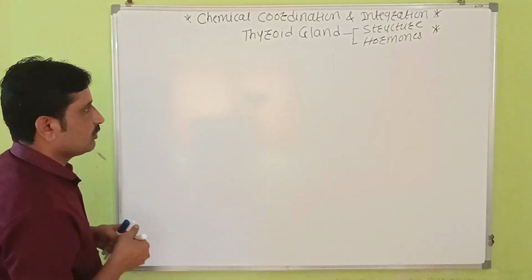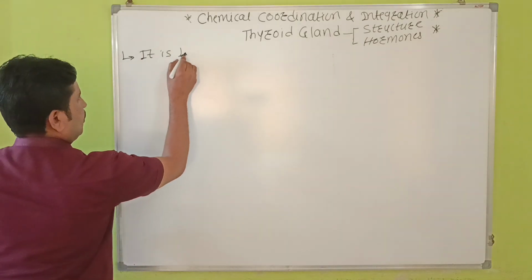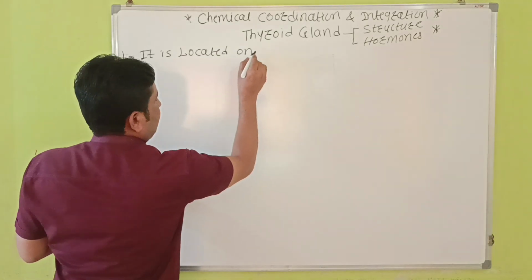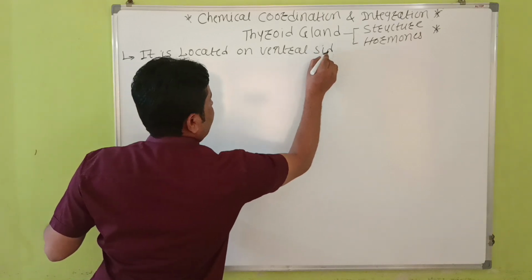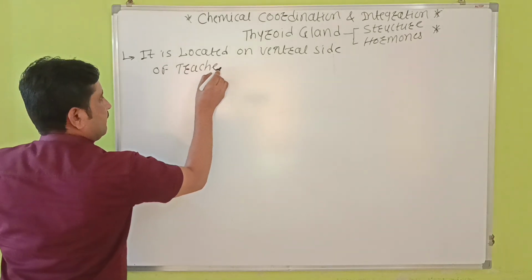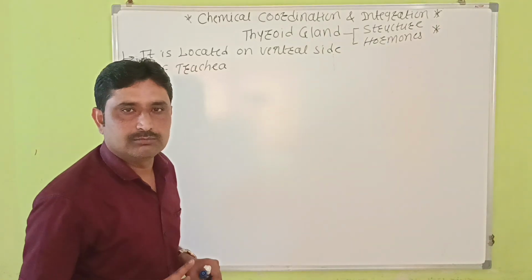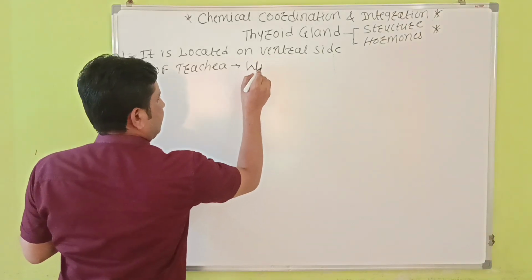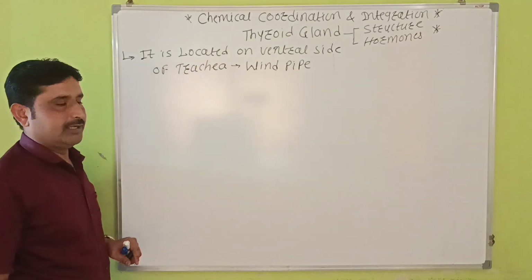तो फर्स्ट वन इज लोकेशन. कहाँ है? It is located on ventral side of trachea. और ट्रकिया क्या है? हमें पता है कि ट्रकिया is a part of the respiratory system, जिसे हम कहते हैं विंड पाइप. सो इट इज विंड पाइप. कहाँ है? ऑन डॉर्सल साइड.